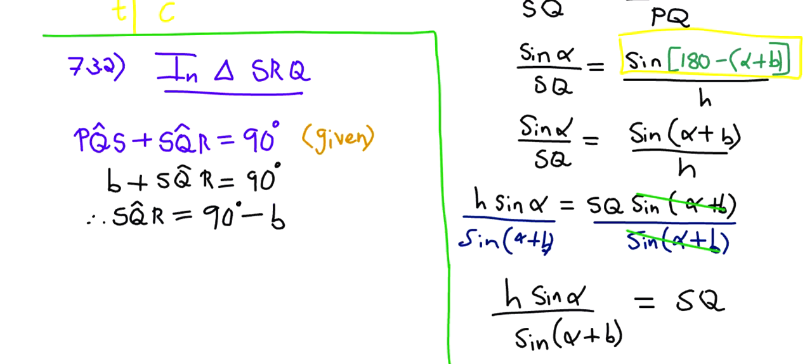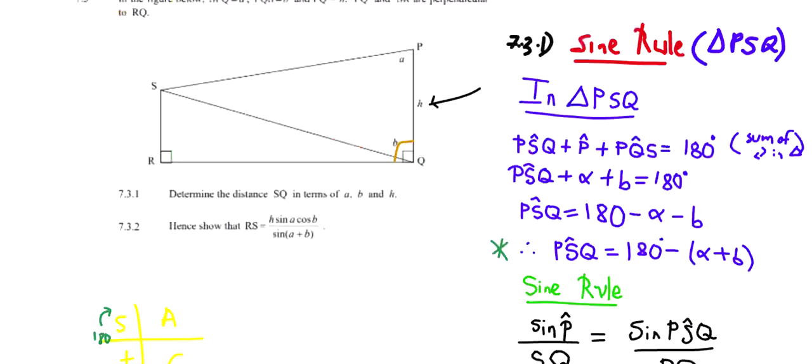Since now you have SQR, you're going to simply concentrate on this triangle here and use the sine rule. You're going to use the sine rule on this green triangle, which is triangle SRQ. Do you see that green triangle that I was drawing? The reason is that we want to solve for RS, which is the opposite side, and SQ is the one that we actually proved.